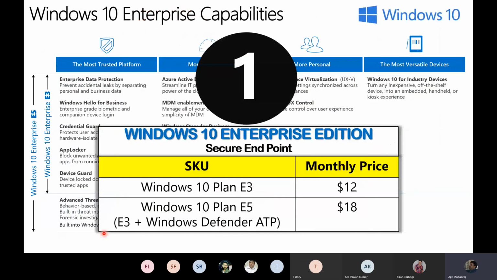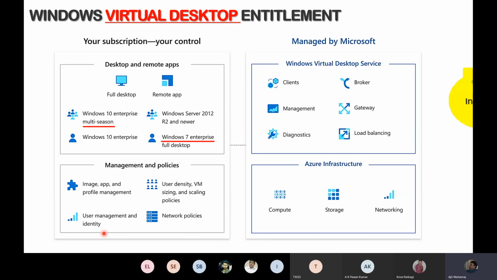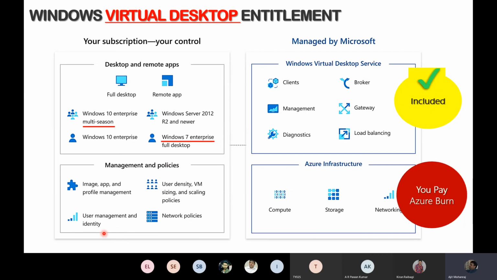The cost per user per month. Again, these are, I would say, list prices. You can get good deals. Its E3 is $12 or $18 per user per month. And the nice thing about Windows 10 is that you also get access to Windows Virtual Desktop. I don't know how many of you know that, but you have already paid for it when you buy Windows 10 and some of the other SKUs.